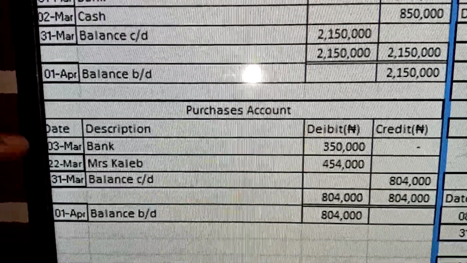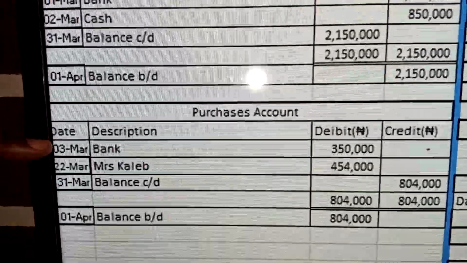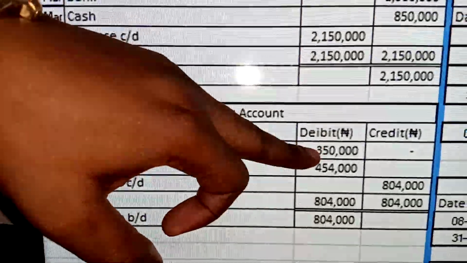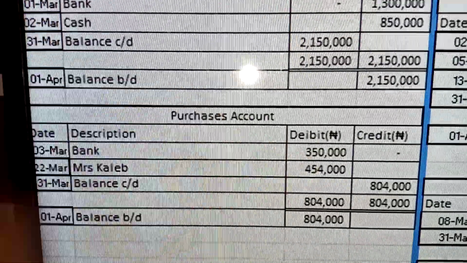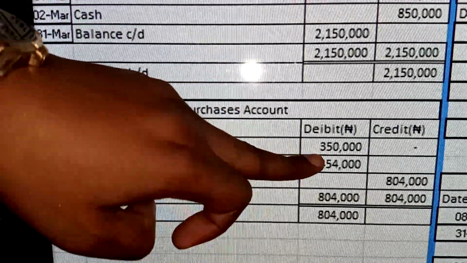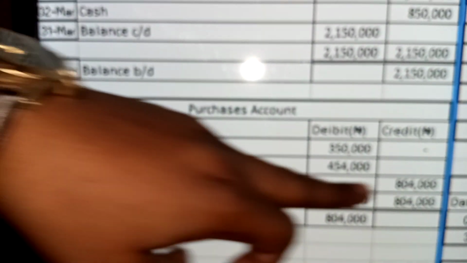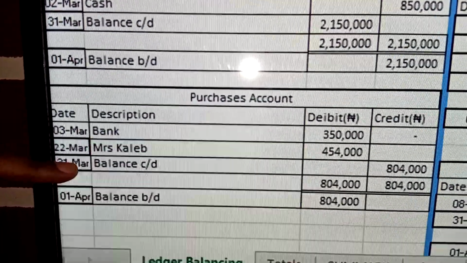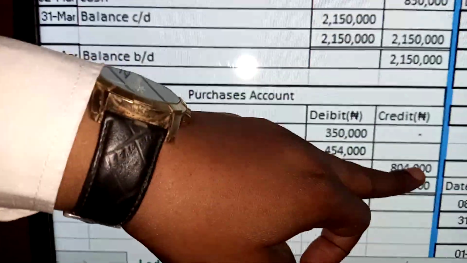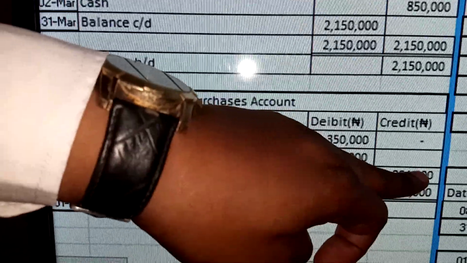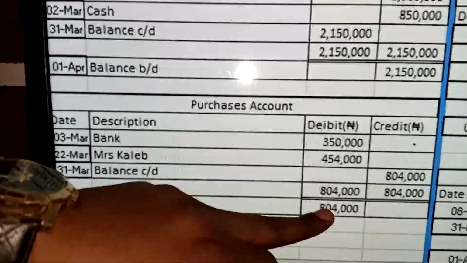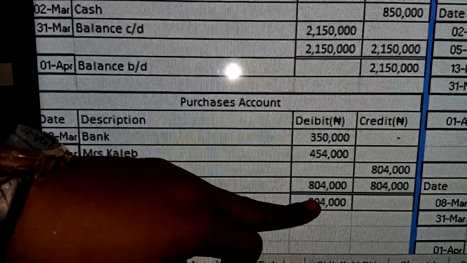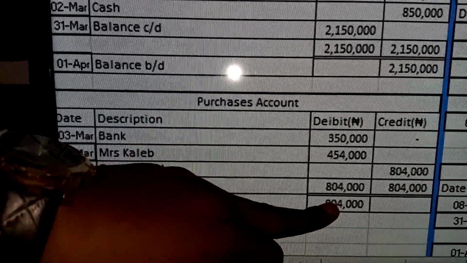If you look at the purchases account, there are two items here, 3rd and 22nd, bank and Mrs. Caleb. We have 350,000 and 454,000. So the debit side is higher than the credit side by 804,000. That is the balance carried down you're having here on 31st of March, 804,000. So this balance carried down becomes the balance brought down of 804,000 in the debit side. So this purchases account is said to have a debit balance.